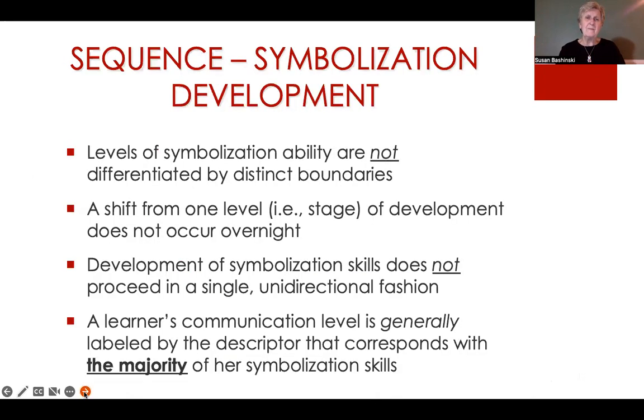Hope that makes sense. So the sequence, as I said, those three categories of symbolization, they're not differentiated by distinct boundaries. That's why there are no lines going up and down vertically in those charts, all right? A shift from one level of development to the next doesn't occur overnight.